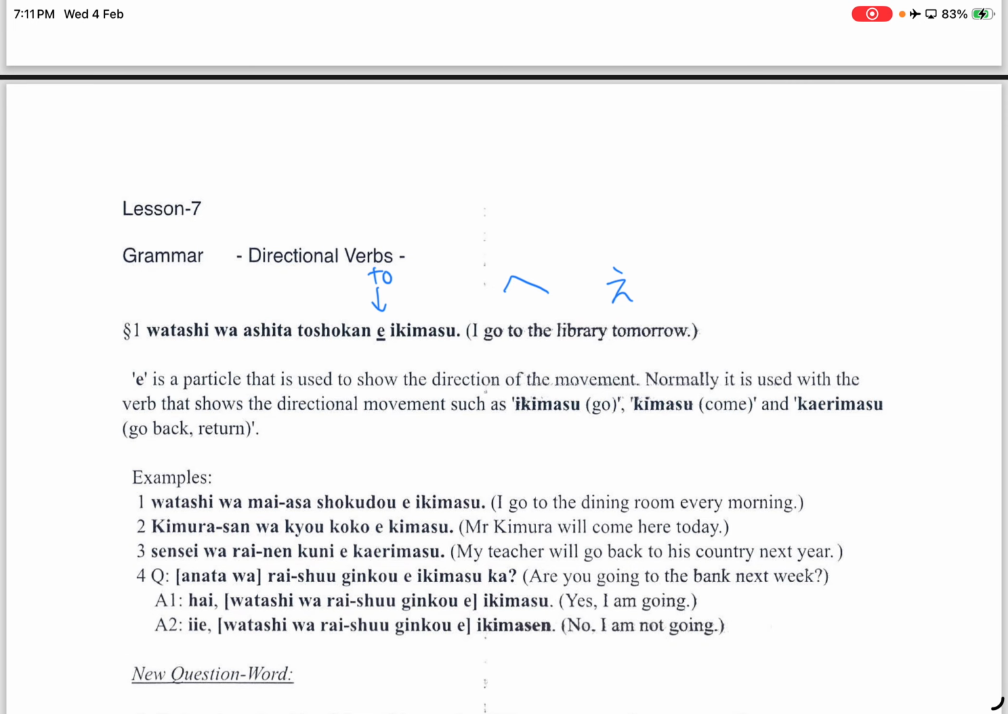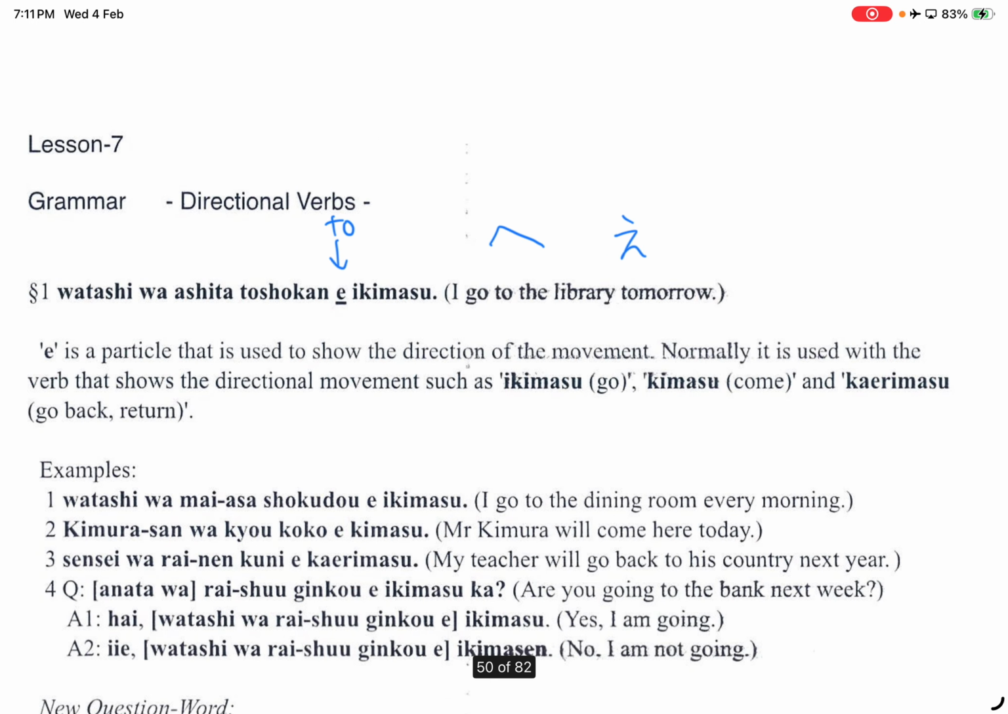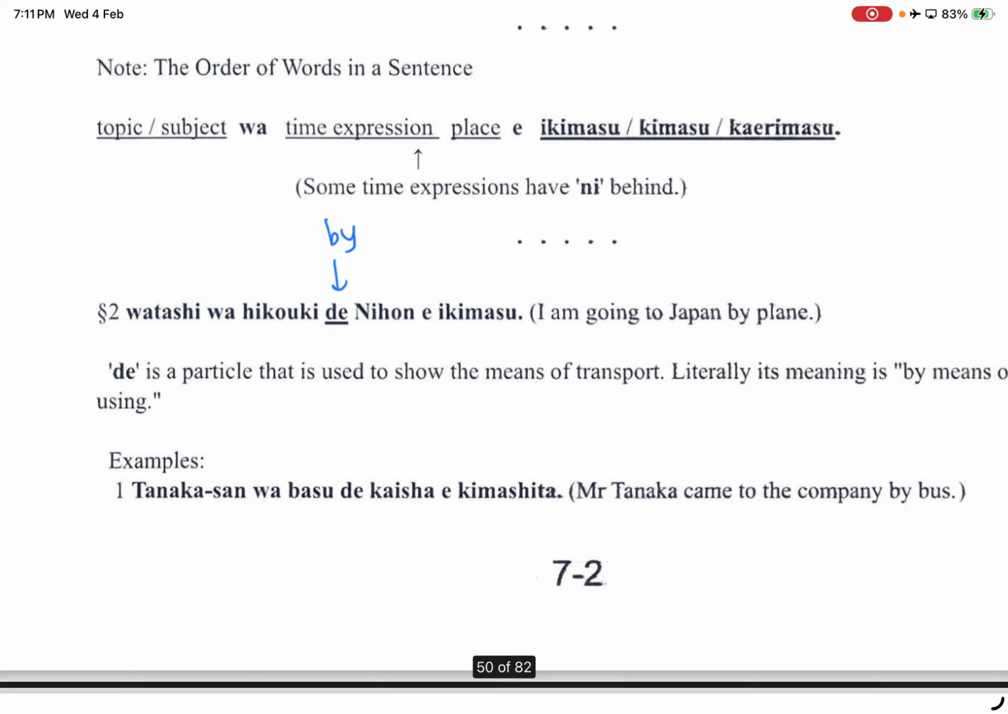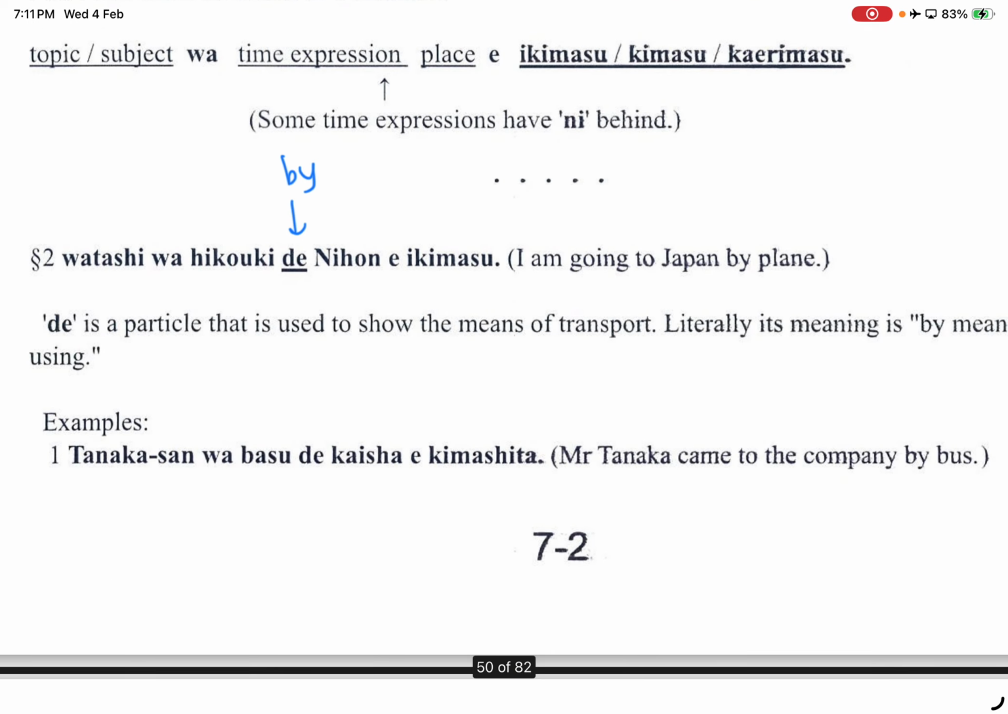One is ikimasu, kimasu, and kaerimasu. These 3 show direction: go to, come from, go back to, or come to. So all of this has a direction that you need to proceed with. The particle here, we call it the directional particle. We call it e in Japanese. In English, it's the equivalent of a "to", going to somewhere.